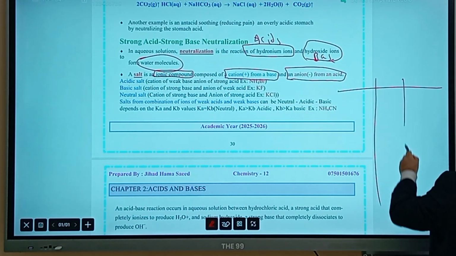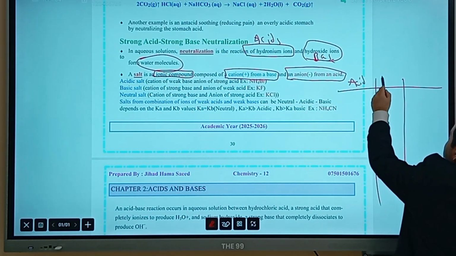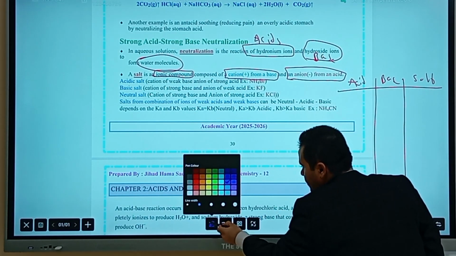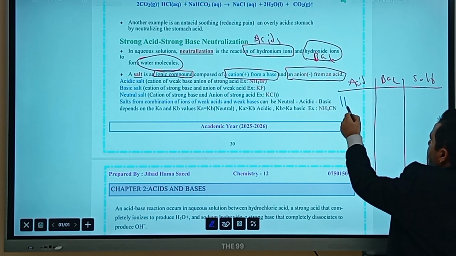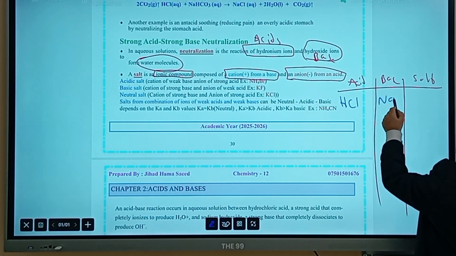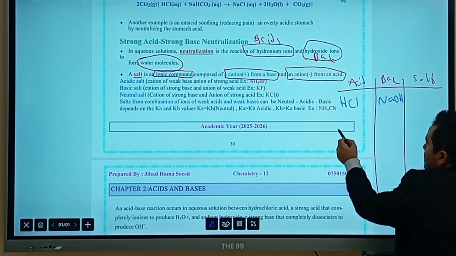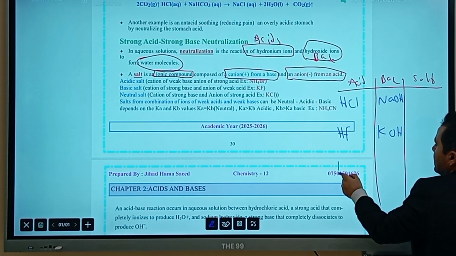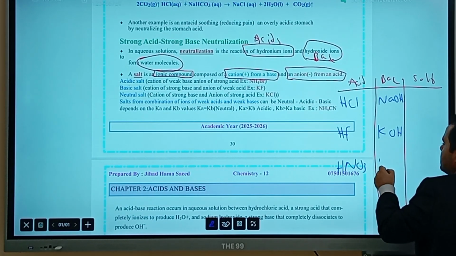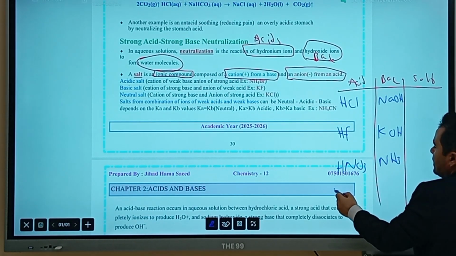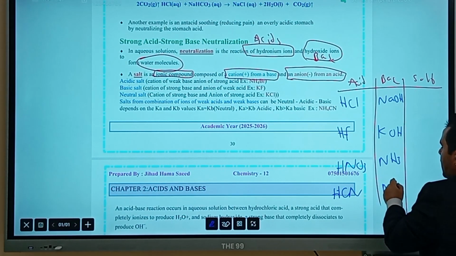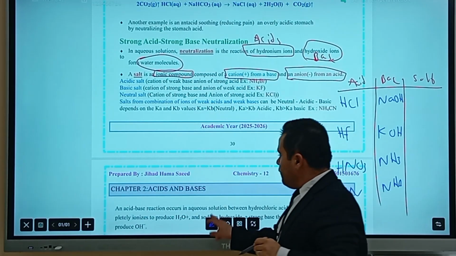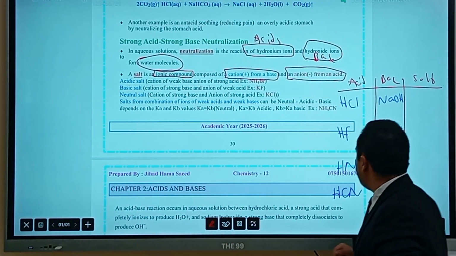So that, guys, I will be providing acids, bases, salt. An acid, HCl, a base, NaOH. An acid, HF, a base, KOH. An acid, HNO3, a base, NH3. An acid, HCN, a base, NH3. They will produce 4 salts, and for each of them there will be a different type.